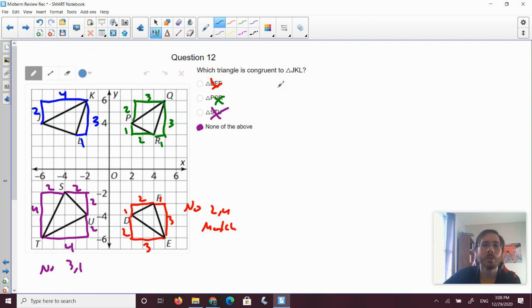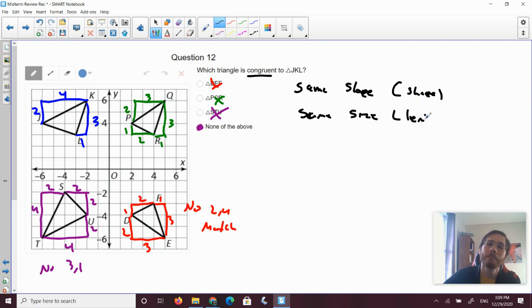So again, remember this one deals with congruent. It has to be the same size. So same slope, I guess that would be for the same shape, and the same size, and that would be the length.